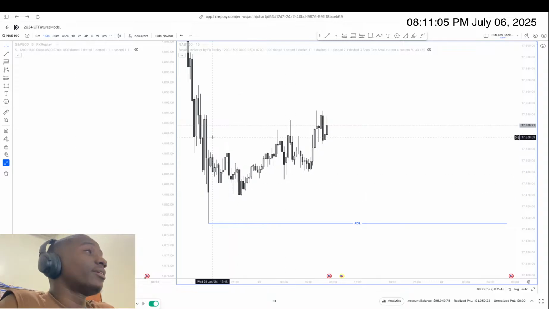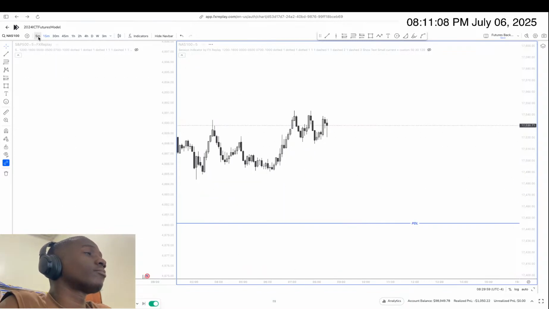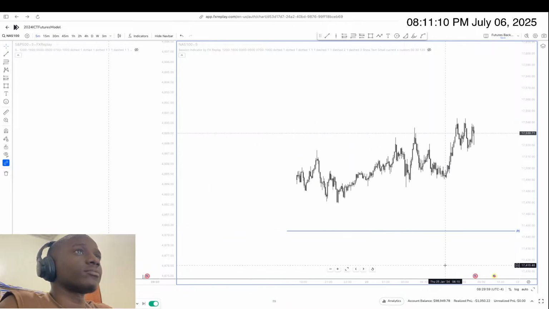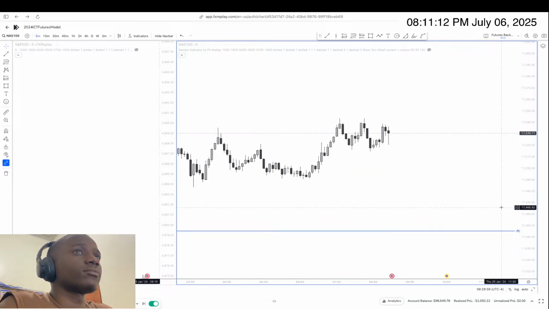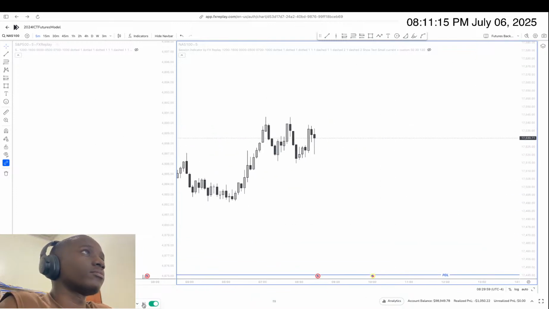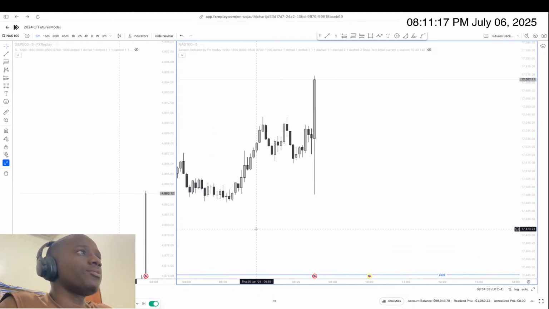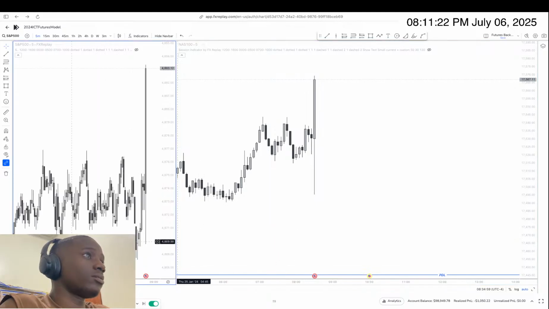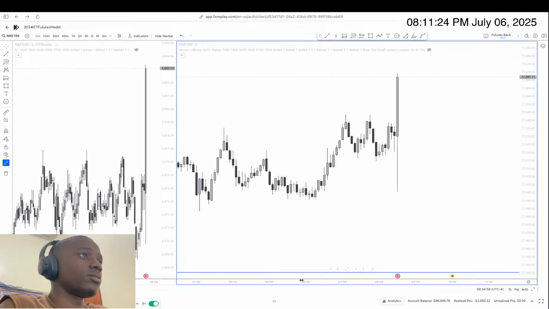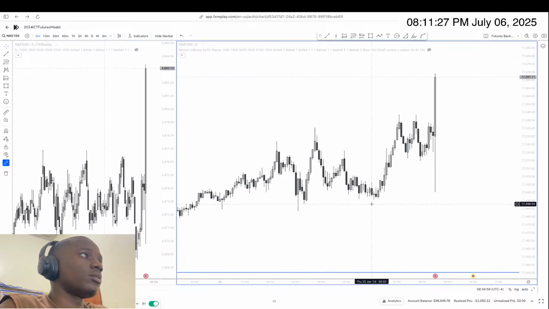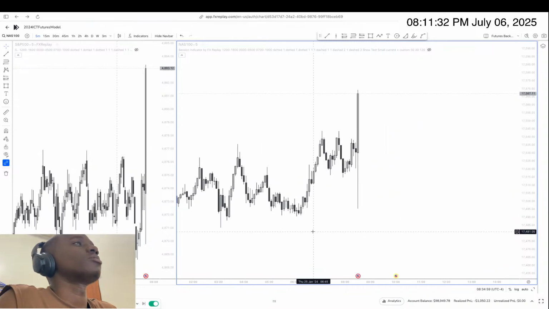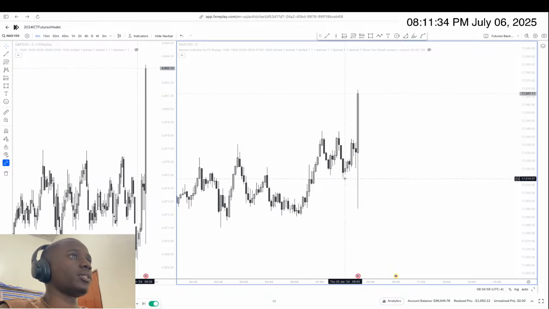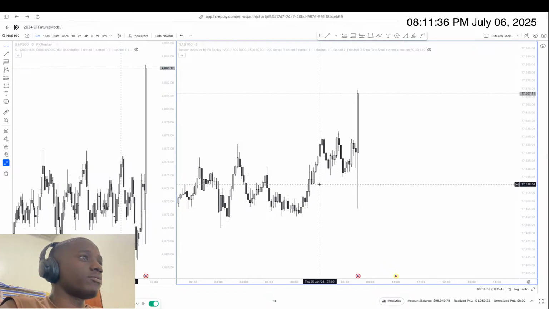Yeah, London had this move here. So on the news, you can see what the news does. So we have a kind of SMT here, but let's see what happens. So market pushes higher to take out these lows from the kill zones on the NAS.